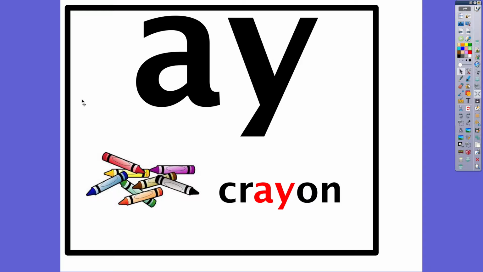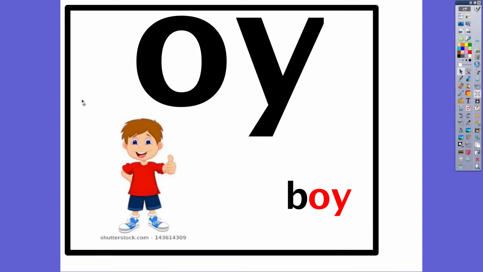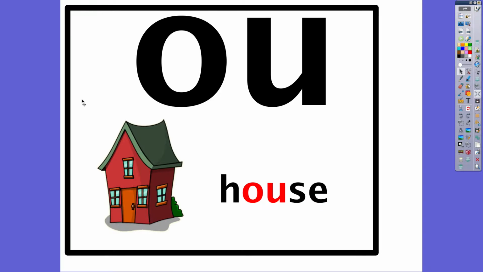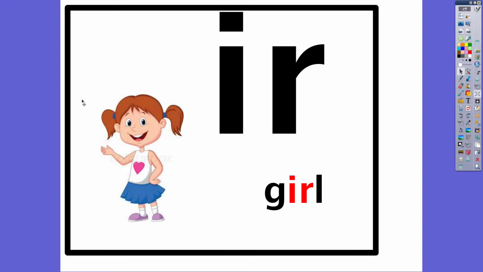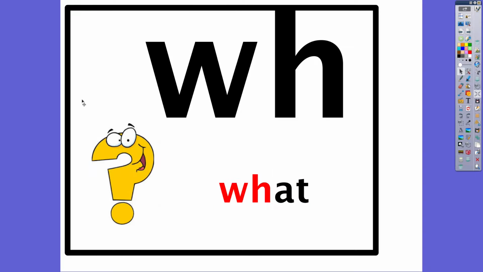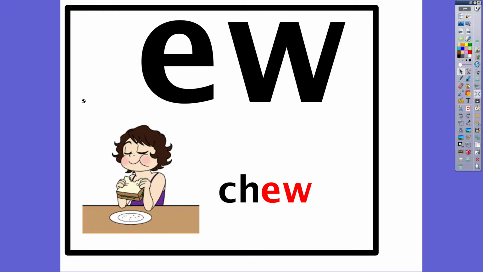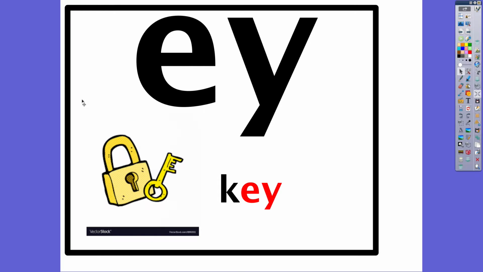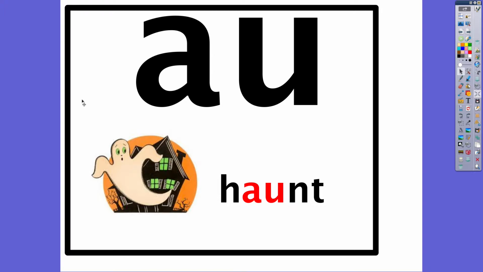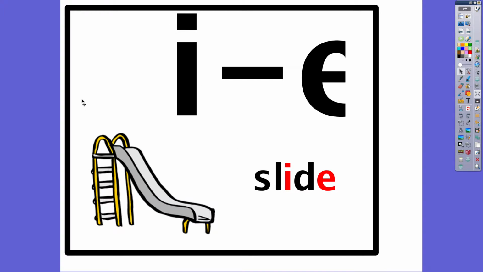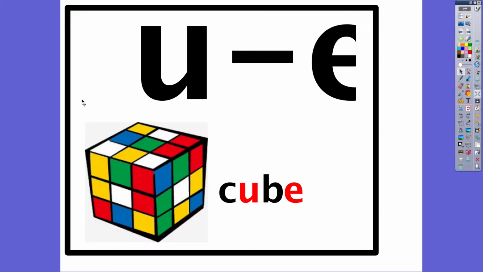Your, cure. A, crayon. Oo, blue. Oi, boy. Ow, house. I, tie. Girl. Or, saw. W, what. F, phonics. Oo, chew. O, toes. E, key. E, beans. Or, haunt. O, bone. I, slide. A, cake.